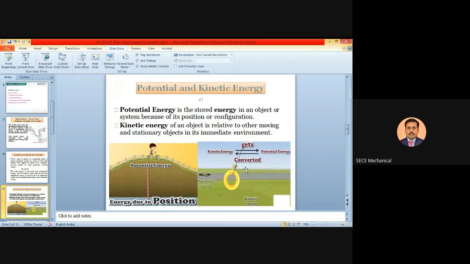So these are the two different types of energy in the water. One is potential, the second one is kinetic energy. So what is potential energy? Potential energy is the energy stored in an object or state or a system because of its position or configuration. Normally it is stored at a high place. So water is stored in a reservoir. I mean, the water has some energy. That energy is called potential energy.